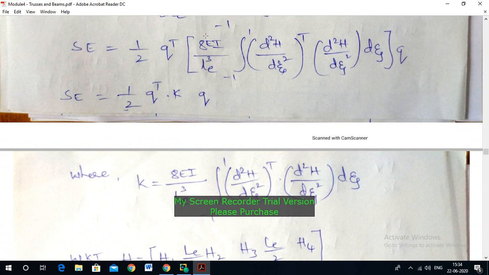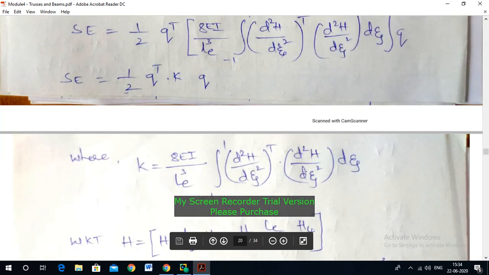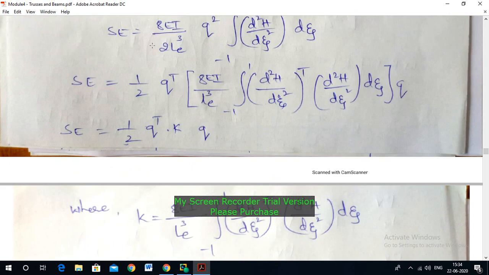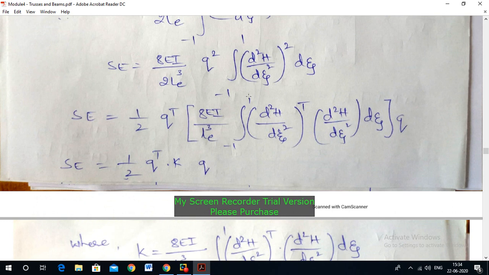I write this as equation k after integrating the whole term. This whole factor term I name as the stiffness matrix, and q as it is I write here, where k is 8 EI by LE cube, integral from minus 1 to 1 of d square H by d zeta square transpose, d square H by d zeta square, d zeta. Here don't integrate, just as it is you can write here, q transpose.